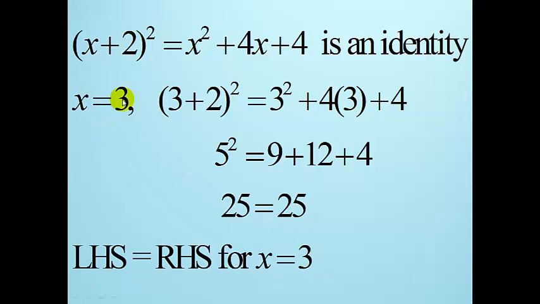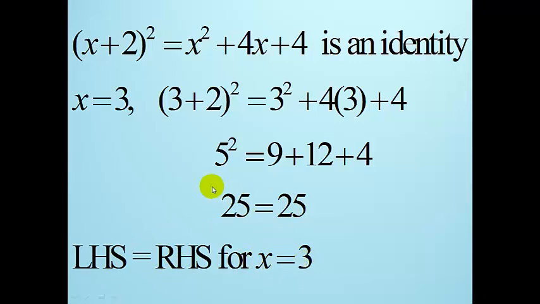x equals 3. So we substitute 3 wherever we see x in the identity. In doing that, we have (3 plus 2) squared is equal to 3 squared plus 4 times 3 plus 4. Now 3 plus 2 equals 5. So we have 5 squared. And 5 squared is equal to 25. 3 squared is equal to 9. 4 times 3 is equal to 12. So plus 4. Now we have 9 plus 12. That is 21. And 21 plus 4 is equal to 25. So 25 is equal to 25. That is, the left hand side is also equal to the right hand side for x equals 3.